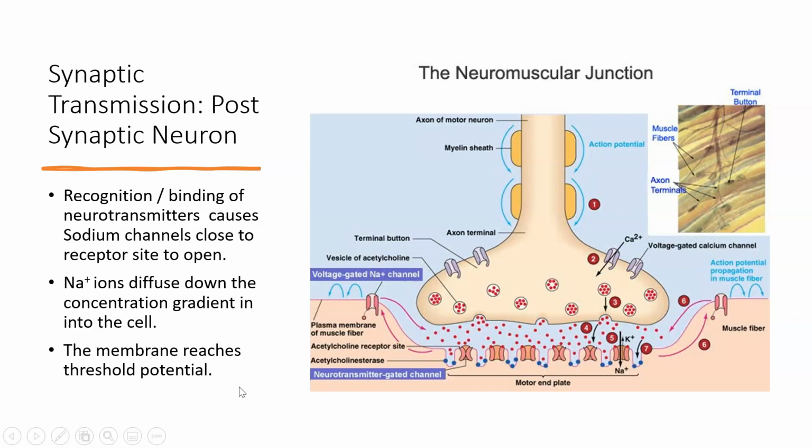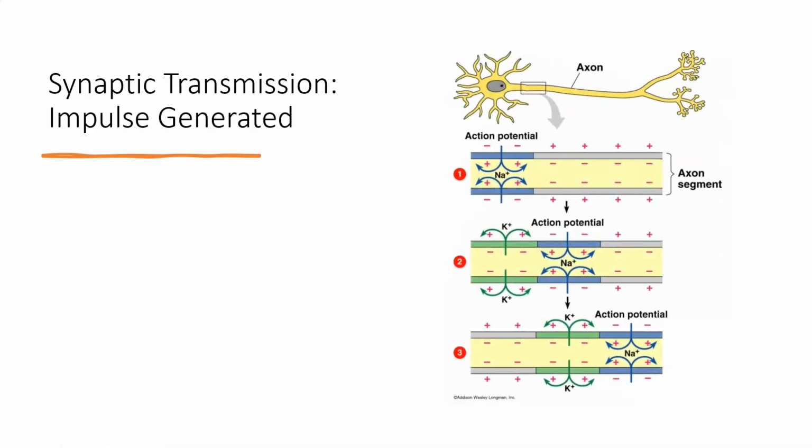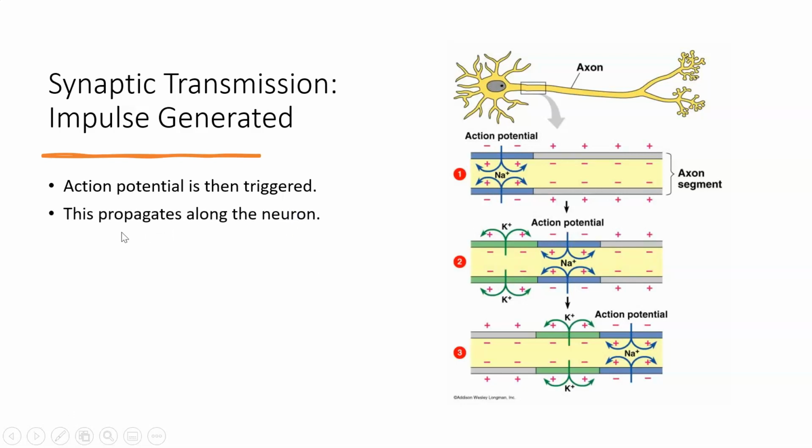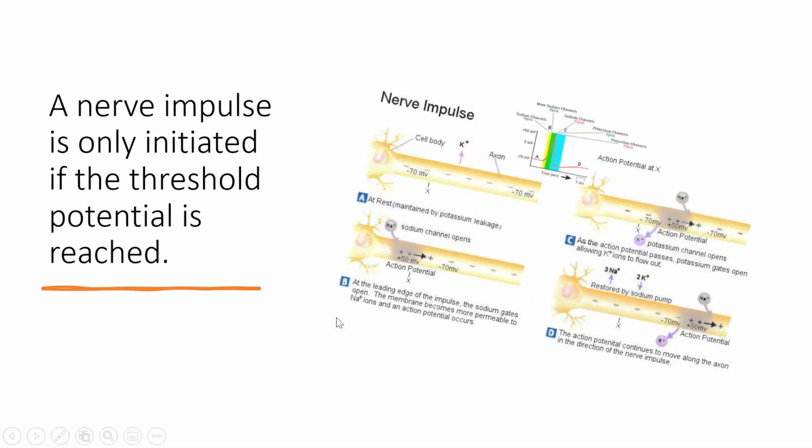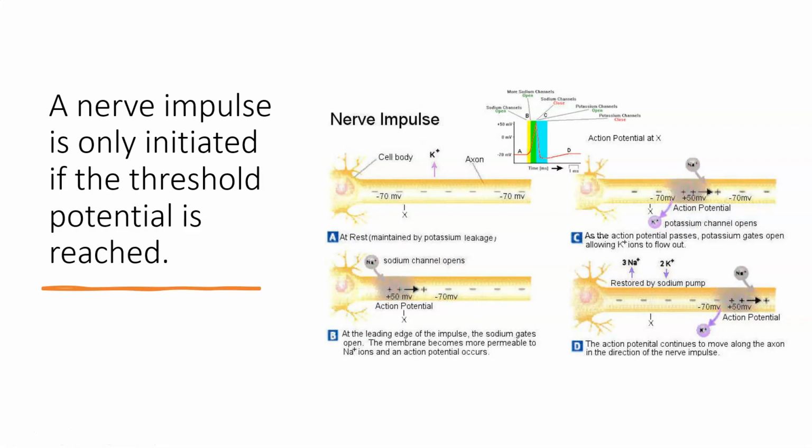The membrane reaches its threshold potential, and our synaptic transmission impulse is generated. So an action potential is then triggered. We've got sodium coming in. We're going to propagate that along the neuron. Our action potential is going to move along the neuron like we've spoken about already. And our nerve impulse is formed.